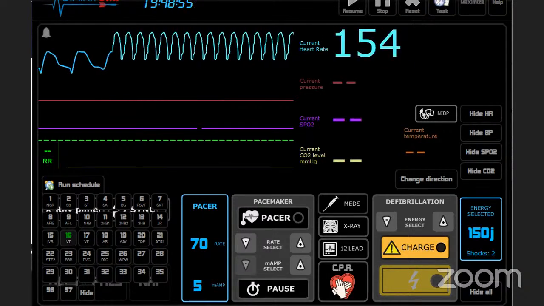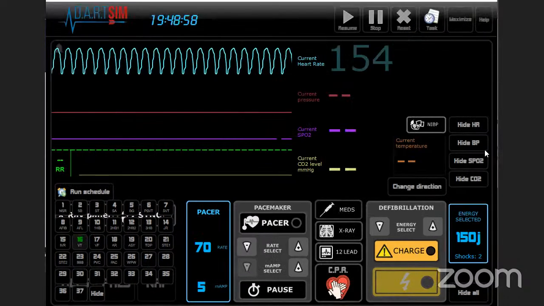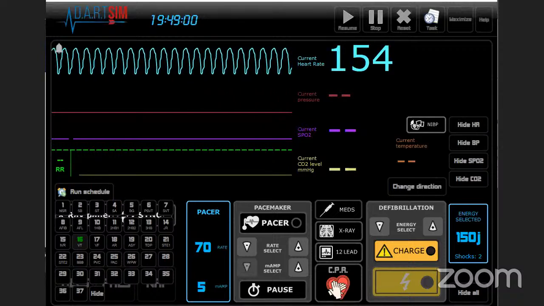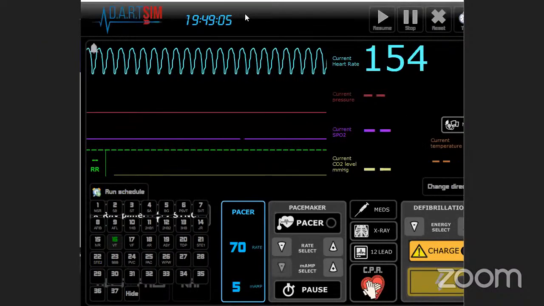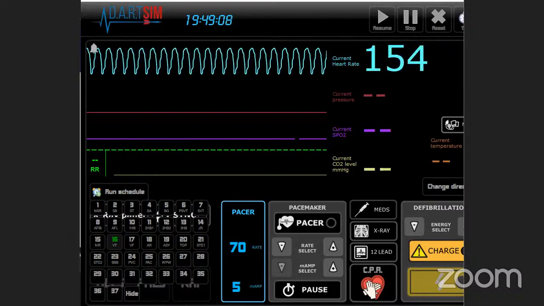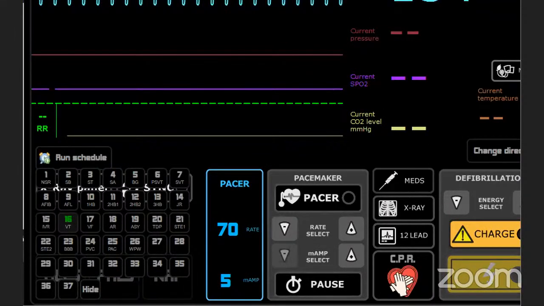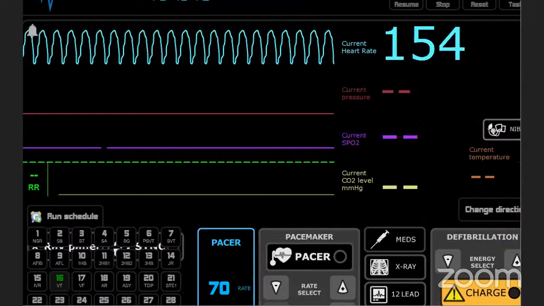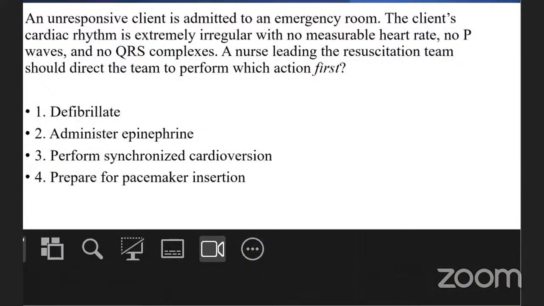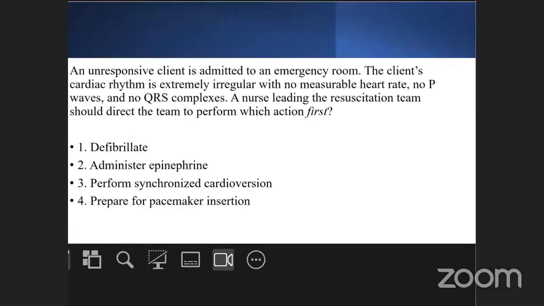Okay, so let's go back to our question slide. I hope it made a whole lot of sense. Again, number one is going to be our correct option.